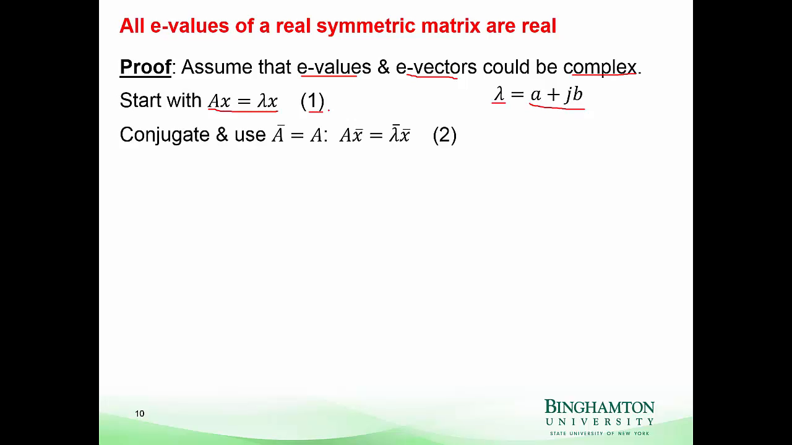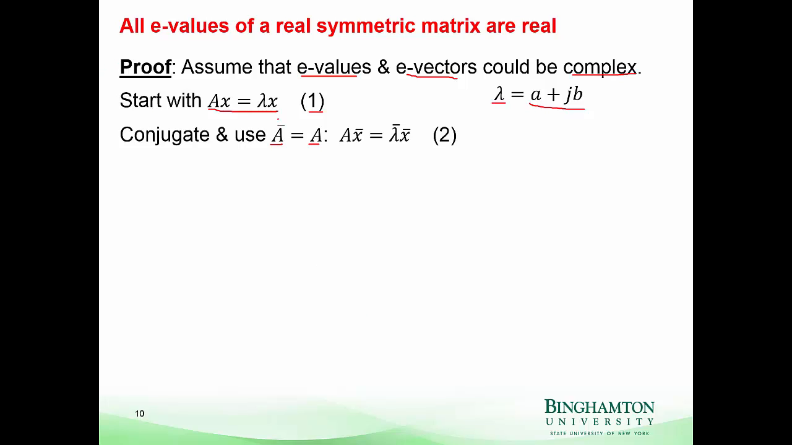Now what we're going to do is conjugate this. Notice that I pronounced the word slightly differently: if I'm talking about it as a noun, this is the conjugate; if I want to talk about the act of making the conjugate, I call it conjugate. So I'm going to conjugate and use the fact that A is real. The conjugate of A is just itself, since it has no imaginary parts. Changing the sign on a bunch of zeros doesn't do anything.